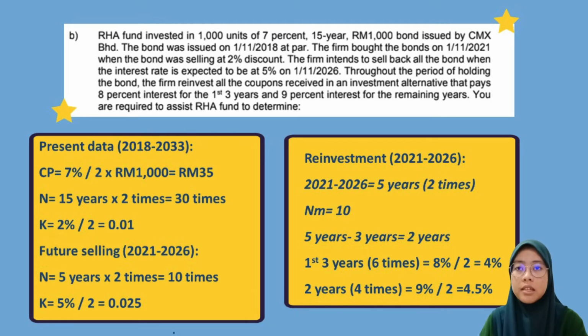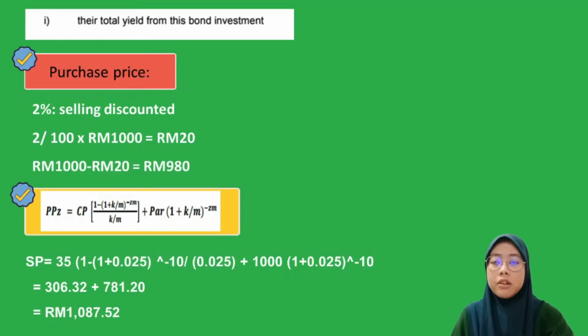For the purchase price, the question mentioned a 2% discount. Thus, 2 divided by 100 multiplied by 1000 equals RM20. Then, RM1000 minus RM20 equals RM980, which is the price of the bond at the discounted price. To find the total yield for this bond investment, there are 4 steps that need to be followed.